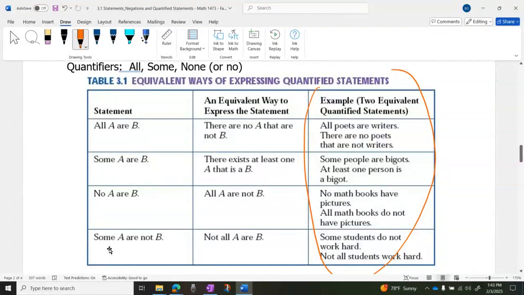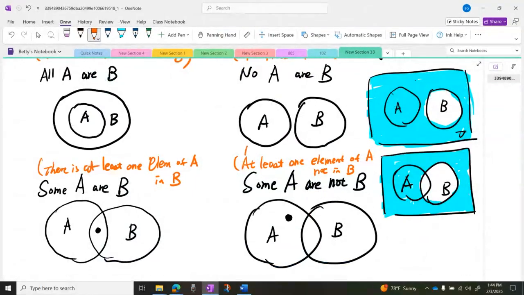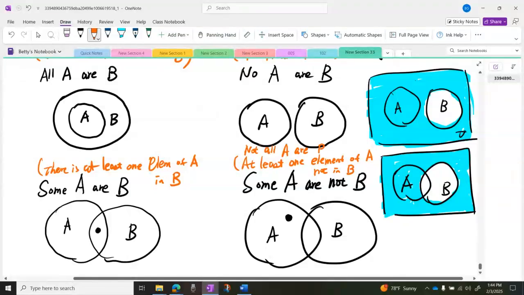The last one, some A are not B. The equivalent way to describe the statement is not all A are B, or at least one A is not B, right? Some students do not work hard. Not all students work hard. They mean the same thing. Not all A are B.